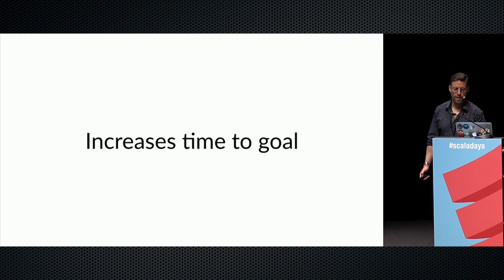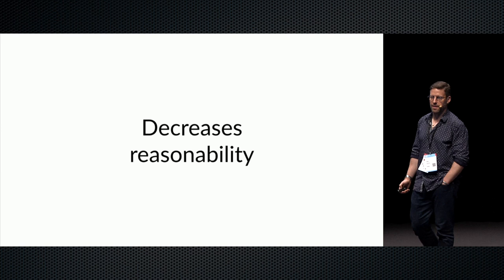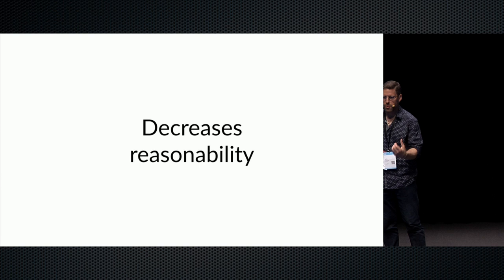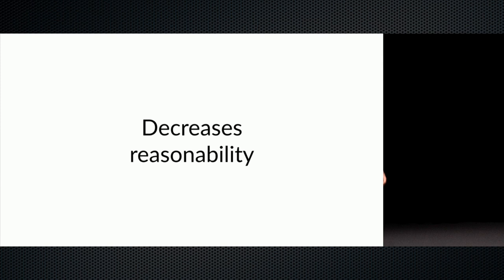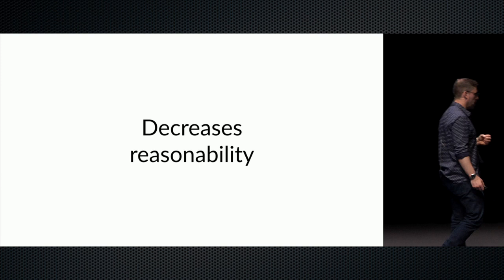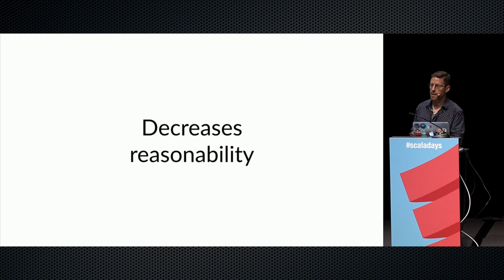And the other thing is that it decreases the reasonability. So this, I think, is a bit of a fundamental trade-off you can make. As you increase expressivity, you allow more things, more possibilities, but it becomes harder to actually reason about the code itself. What exactly is it doing? I think this is one of the first lessons in library design, this trade-off that we'll see. So let me illustrate this by showing you some of the languages.